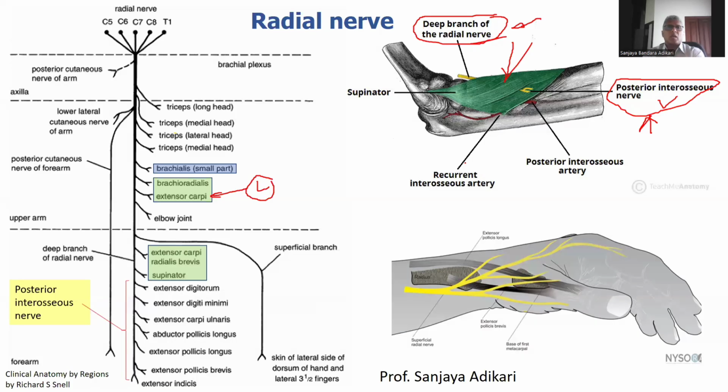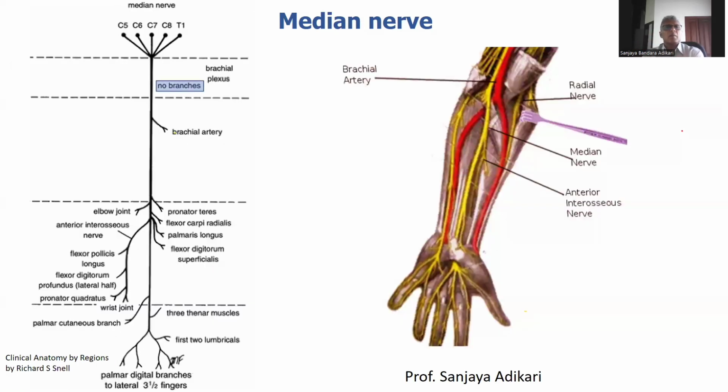If the posterior interosseous nerve is damaged, one simple way to look for it is asking the patient to extend the metacarpophalangeal joints. They cannot extend the metacarpophalangeal joints, because the posterior interosseous nerve is unique for that. So if the radial nerve is damaged, definitely that will be gone, but this is specific for posterior interosseous nerve damage.